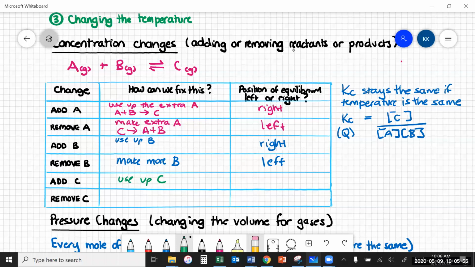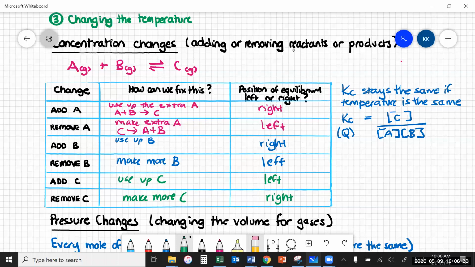So if we've got too much C, we need to use up C. And the way we use up C is that it reacts to form A and B, so that is the position of equilibrium moving to the left. If we take away C, our stress is now we haven't got enough C. So we need to make more. And to make more C, the reaction's got to go to the right.